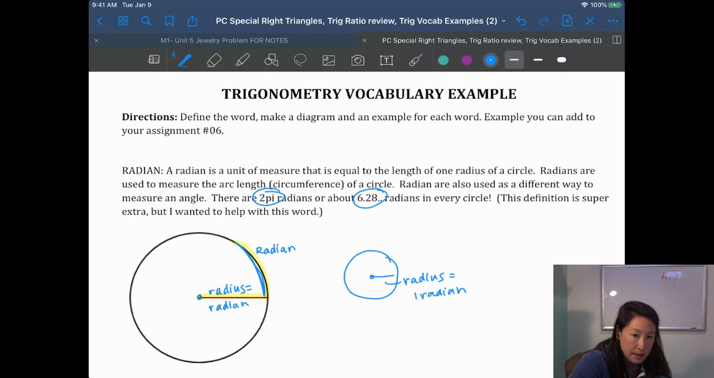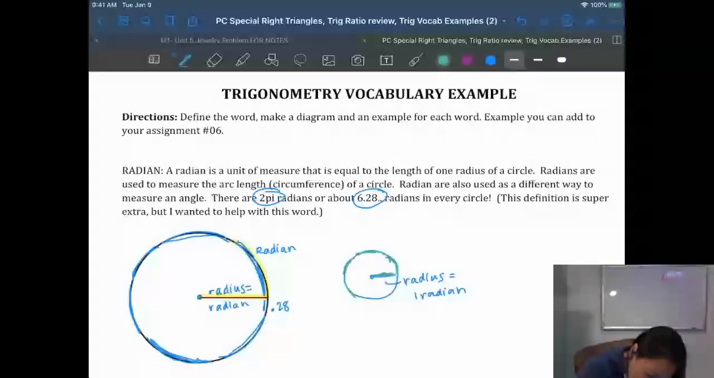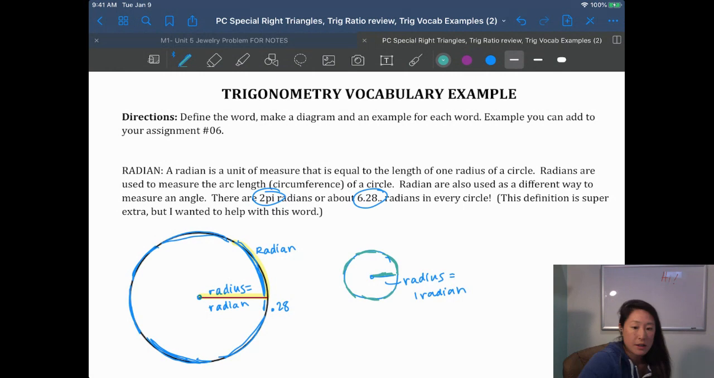So the circumference. I'm going to have 1 radian plus another radian plus another radian plus another radian plus another. I'm off a little bit. Plus another. And then you'll have a leftover like 0.28 radians. So 6 radiuses plus 0.28 fit around the circumference of every circle. So if I were to wrap this one, this length is about that long. 1, 2, 3, 4, 5, 6, plus a little bit. So every circle has 6.2 radiuses able to wrap around it. Crazy, huh? Yeah, I know.